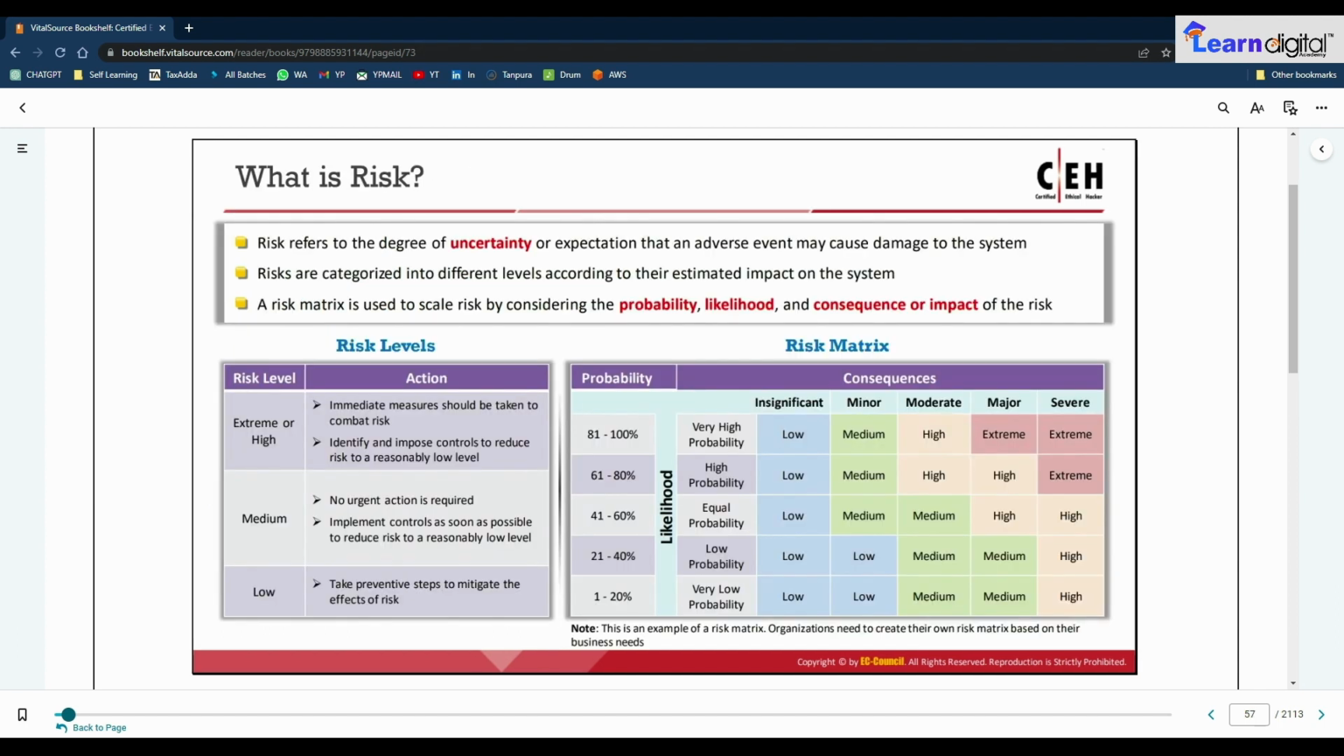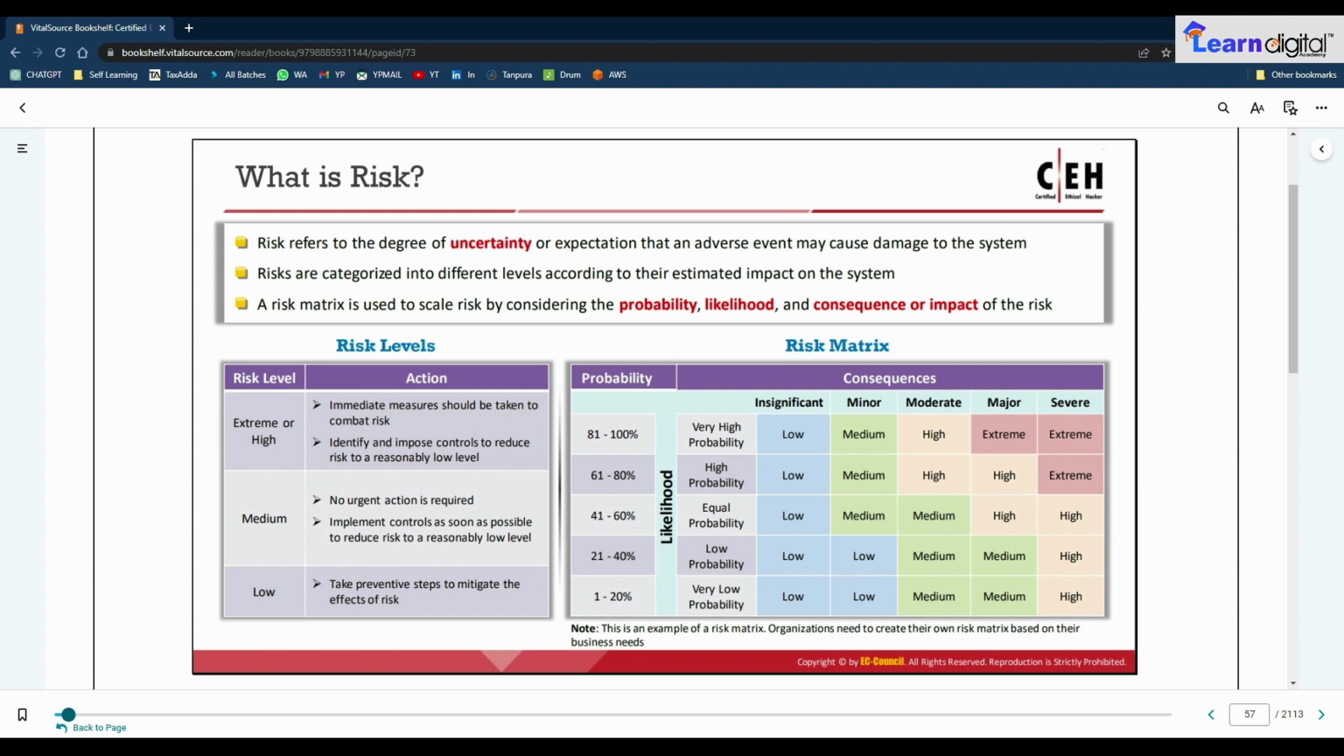Then the next point is, what is risk? Risk refers to the degree of uncertainty or expectation of potential damage that an adverse event may cause to systems or their resources under specified conditions. Alternatively, risk can also be the probability of the occurrence of a threat or an event that will damage, cause loss to, or have other negative impact on the organization, from either internal or external liabilities. The possibility of a threat acting upon an internal or external vulnerability and causing harm to a resource is also a risk.